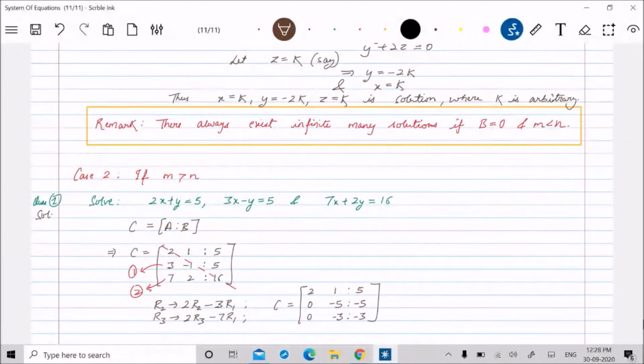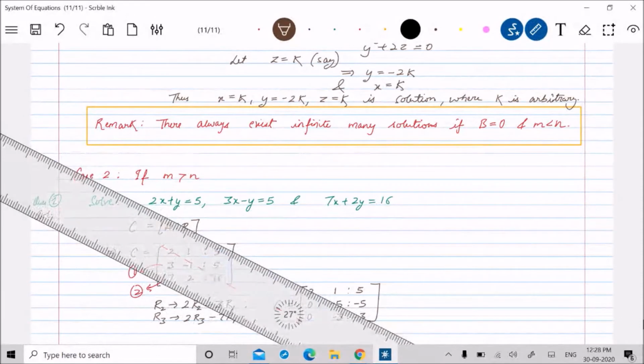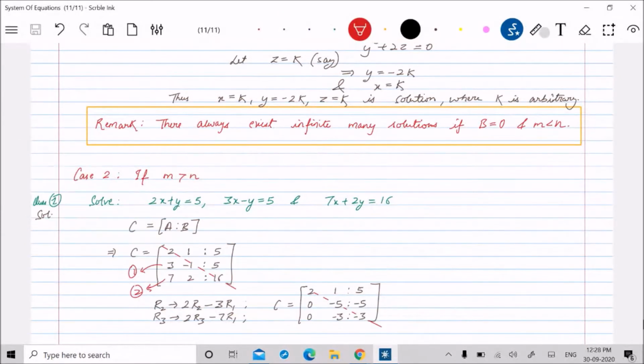So this is your form which is close to echelon form, but it's not actually echelon form, because still you can see that there are elements below this principal diagonal which are non-zero. You can see that you have one more target left, and this is your target.